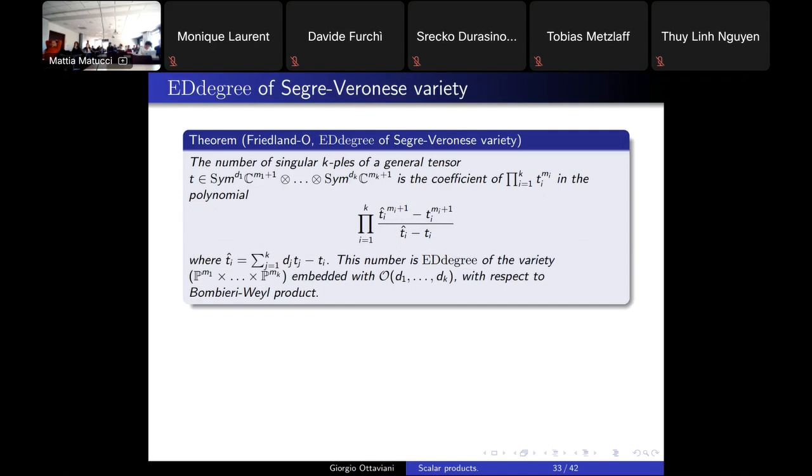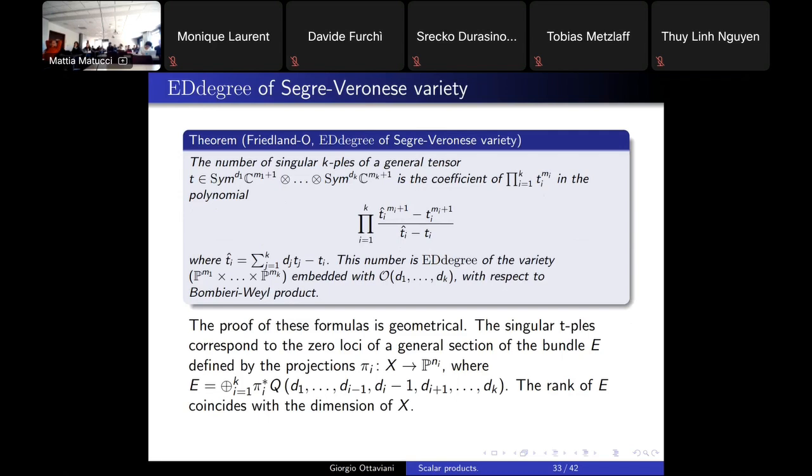Anyway, this number has some interesting behavior. This is the bundle I told you, a pullback of the quotient bundle with simplicity. And then you can understand there is some combinatorics inside. And the degree is the top Chern class of this bundle.